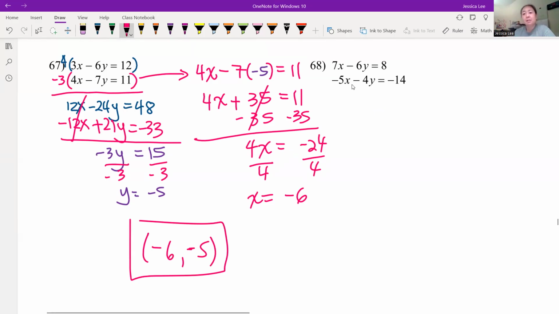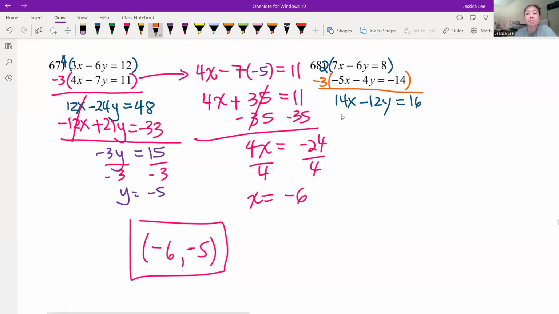All right, so let's take a look here. So I know for the 6 and the 4, we can get 12, both of them can become 12, right? So I'm going to multiply the top one by 2, right? So that will be a 12, negative 12y. I'm going to multiply the bottom one by negative 3, right? Negative 3 times negative 4 is positive 12. So for sure, the y's will cancel out. So I'm going to double the top. So it's just going to be 14x minus 12y is equal to 16.